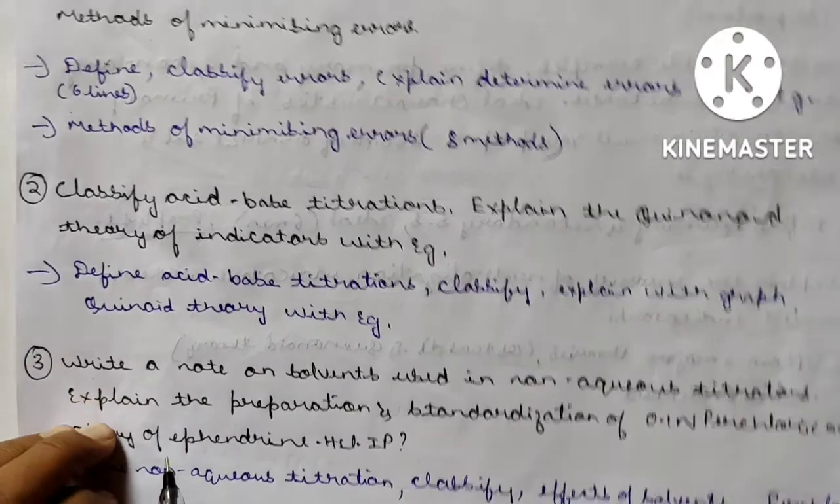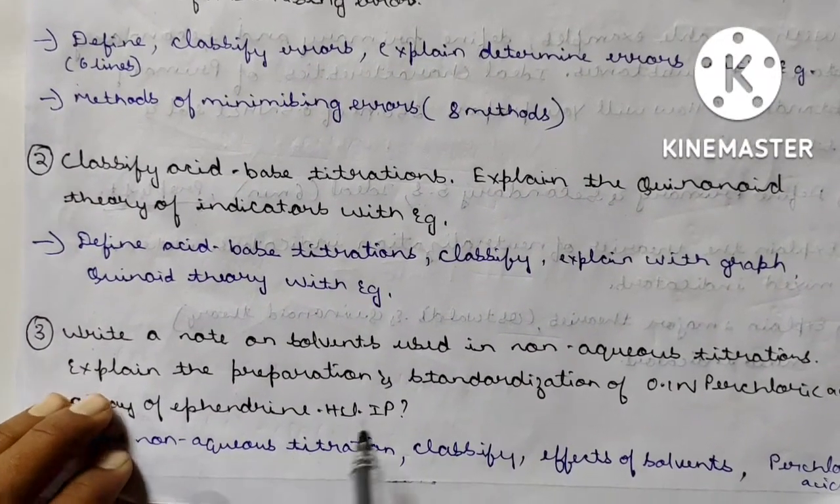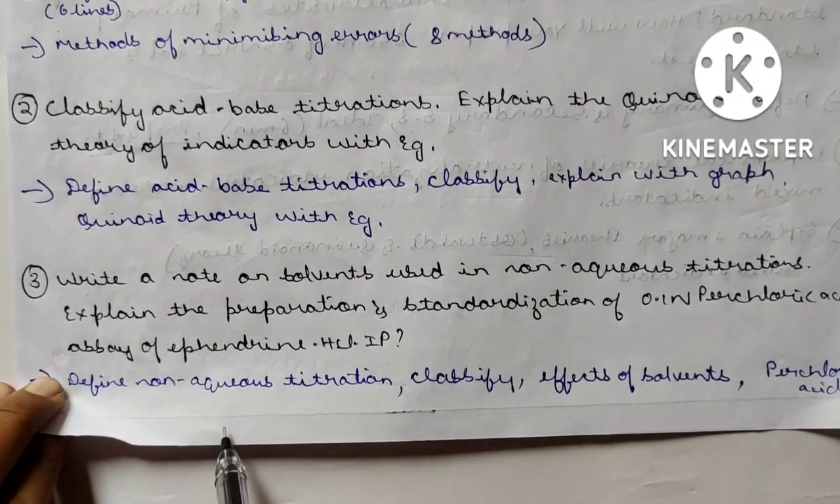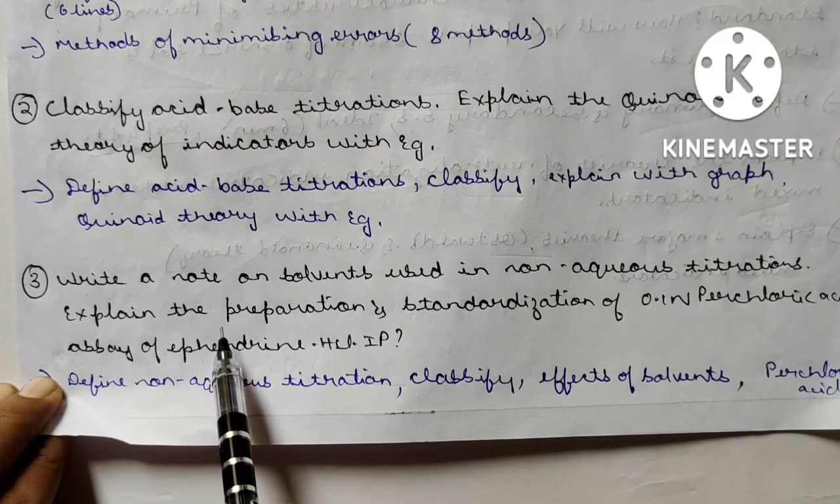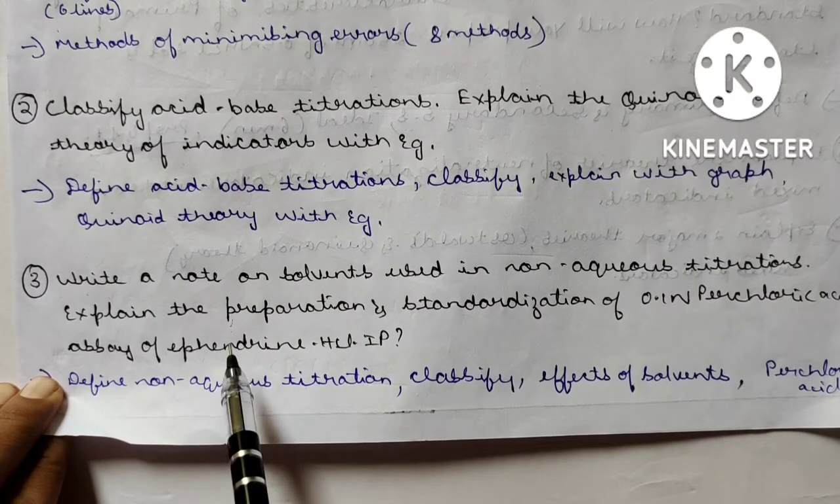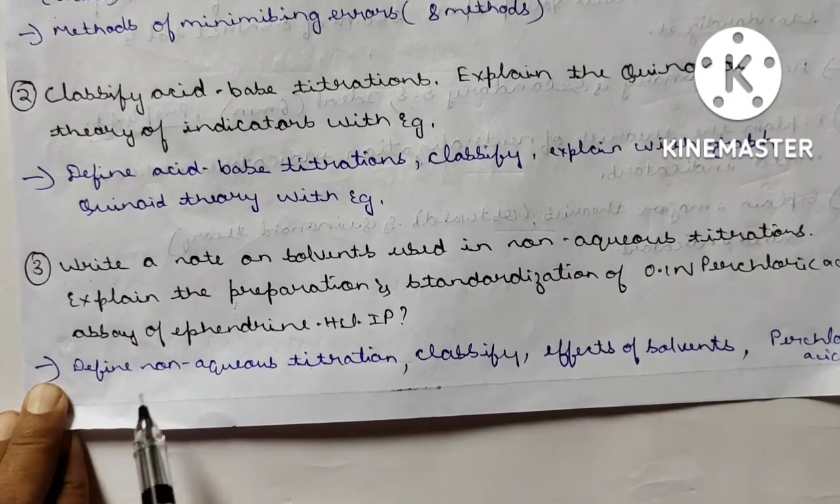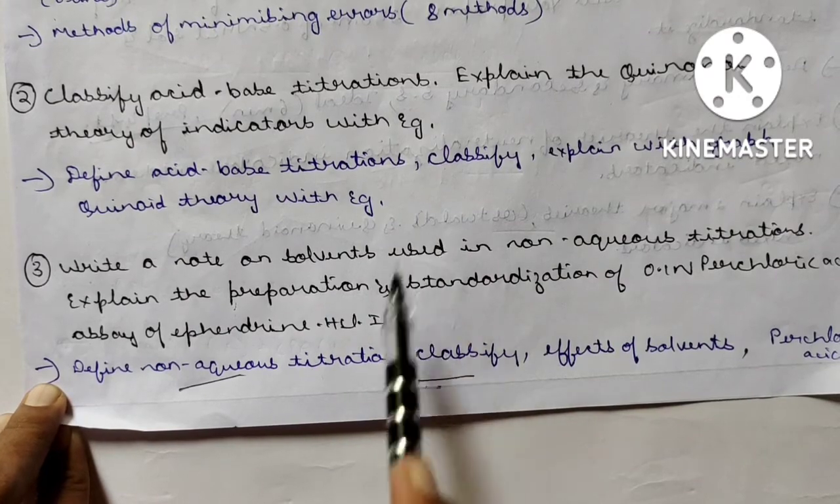Third question: write a note on solvents used in non-aqueous titration. Explain the preparation and standardization of 0.1 normal perchloric acid and assay of ephedrine hydrochloride. This is non-aqueous titration. Sometimes they will ask you to write a note on non-aqueous titration for 10 marks, or they will ask to write the solvents used in non-aqueous titration. You know those solvents: protic, aprotic, amphiprotic. But first you have to write what non-aqueous titration is. Then you classify those. Just classify, don't write details yet.